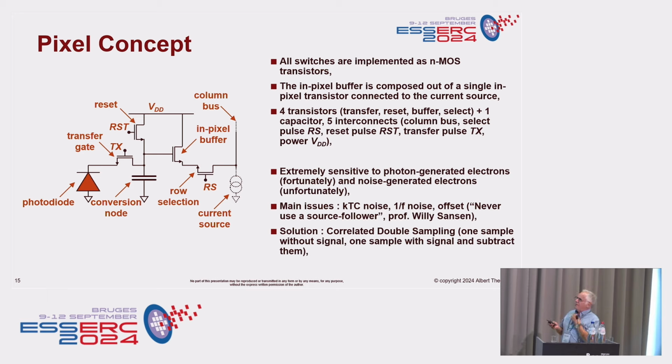For those of you familiar, the major issues are kTC noise from charging and discharging this capacitor, 1/f noise of the source follower, and offset of the source follower. To get rid of these noise sources, we have to refer again to the famous book of Willy Sansen. But Willy says in his book, never use a source follower. And that's the only thing we do in our pixels. We only have source followers.